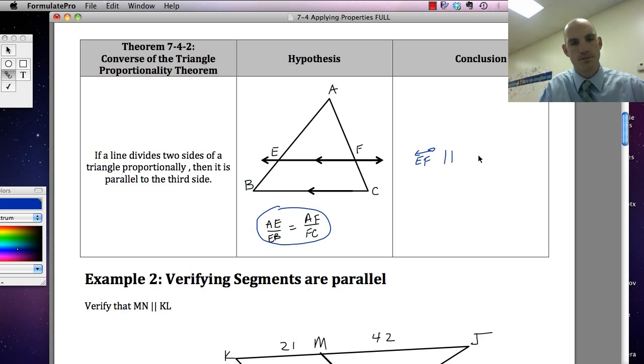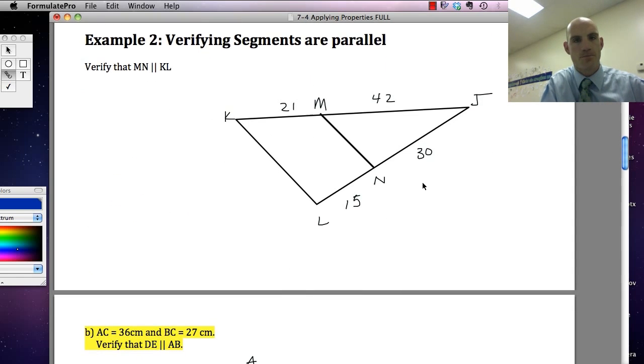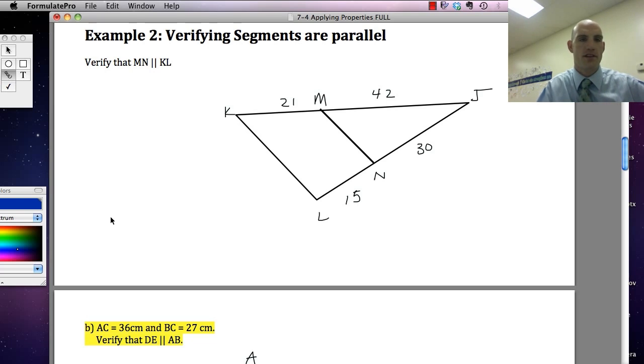is parallel to side BC. Okay? And so that's what this sign is saying. That's what this theorem is saying. Test the sides, then the lines can be parallel. Okay? So we're going to verify that segments are parallel in example 2. We're going to verify that these lines are parallel. And so I need to actually add this in. So I want to see if these two lines are parallel.